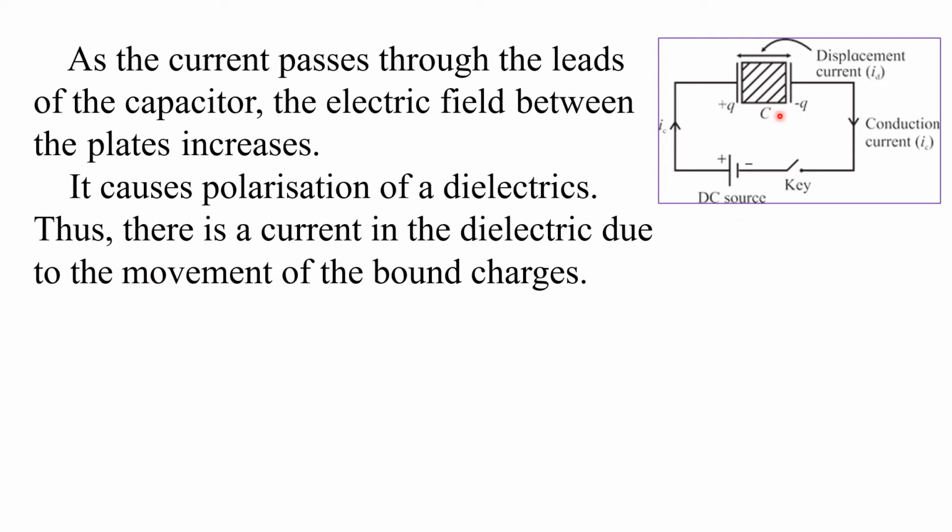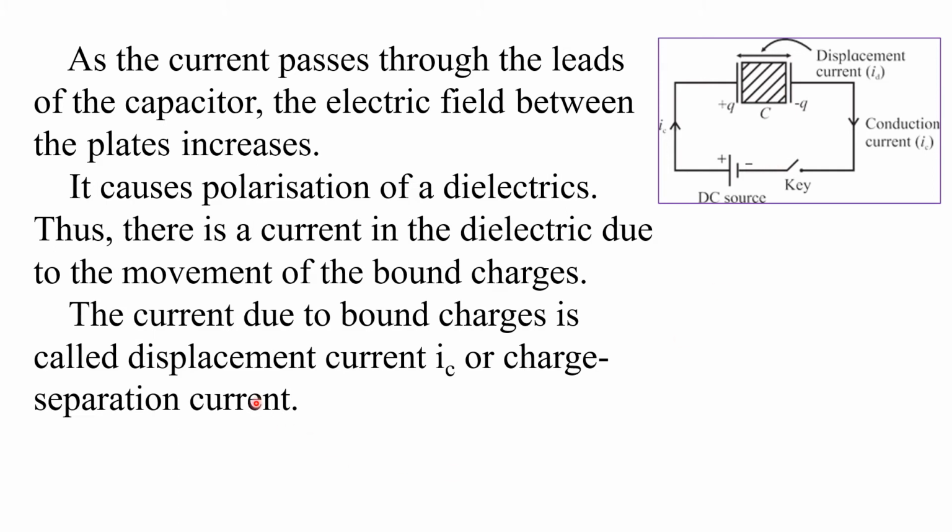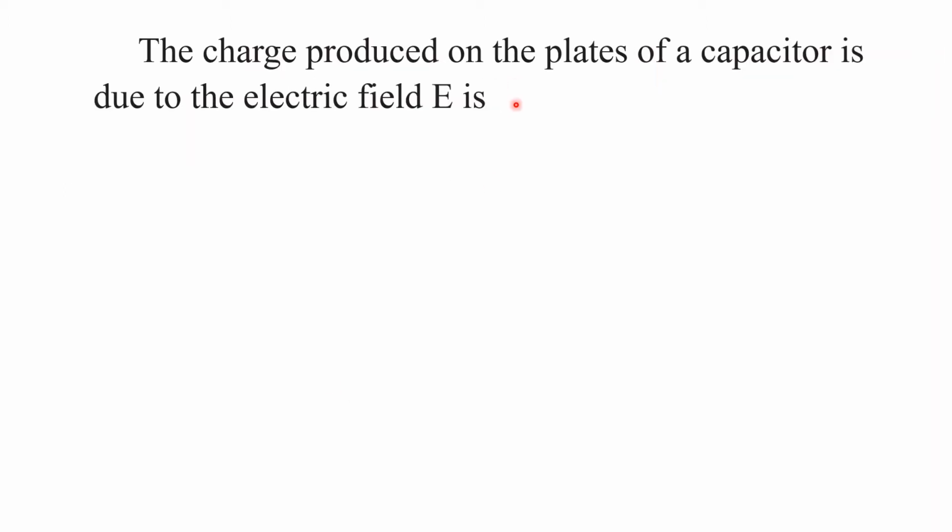As we know that the dielectric consists of bound charges, the current due to bound charges is called displacement current, or it is also called charge separation current. The charge produced on the plate of the capacitor due to the electric field is given by Q is equal to epsilon 0 AKE.